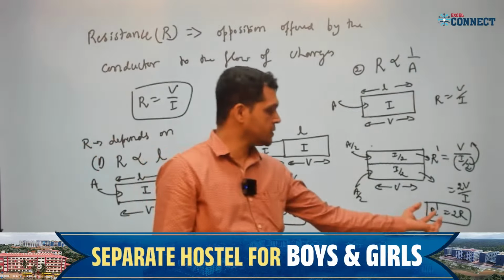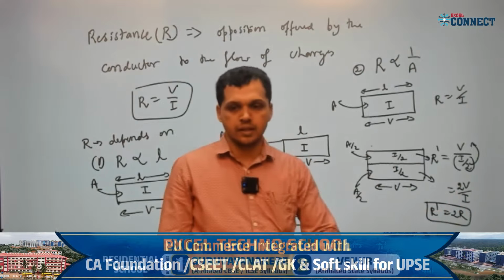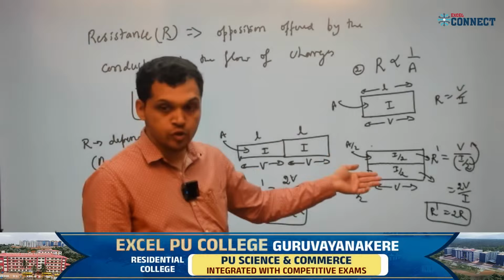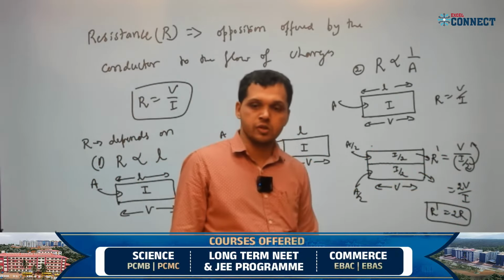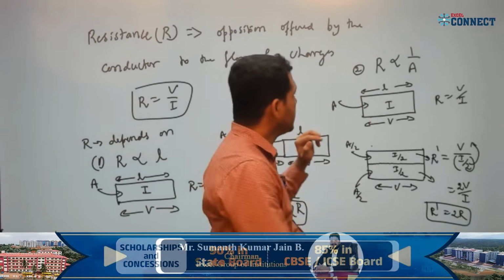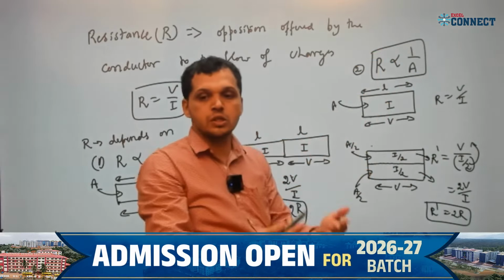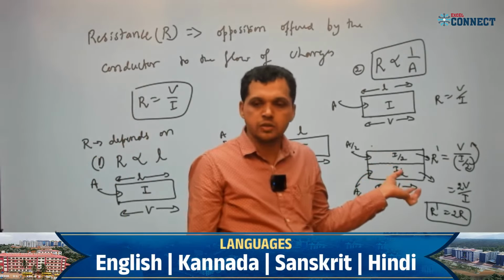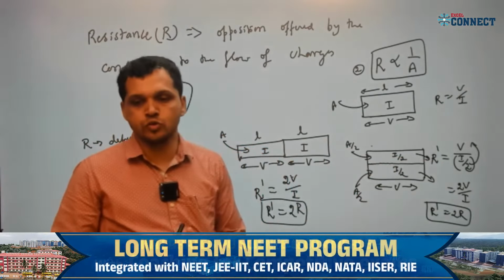Now what is the meaning of this result? The resistance doubled. What did I do? The area was reduced to half. As you decrease the area by half, the resistance increases 2 times. That is the meaning of inversely proportional. Resistance of a conductor is inversely proportional to area. Students, I have given only one example here, where I reduced the area by 2.